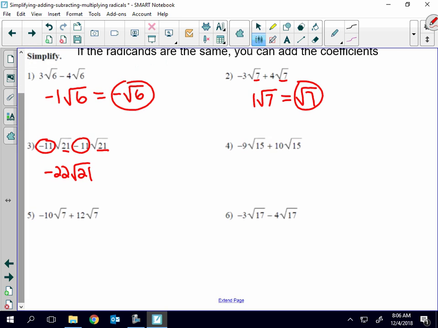All right, number 5, radicands are the same, so I'm just going to combine my coefficients. A negative 10 and a positive 12 is a positive 2 radical 7. Again, you're going to do the evens on your own.